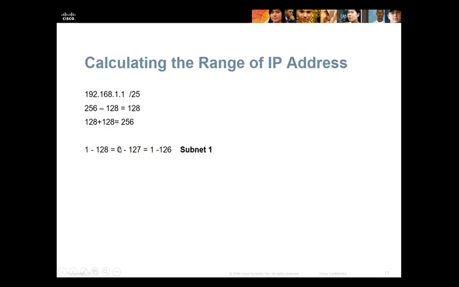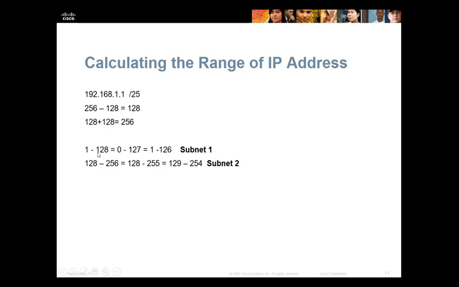Now in an IP address, we have a network address and a broadcast address. The first IP address is normally your network address and the last IP address is your broadcast. In this scenario, 0 is our network address because it's the first, and 127 becomes our broadcast because it's the last. With that, we're left with a range of 1 to 126 as usable IP for the first subnet.